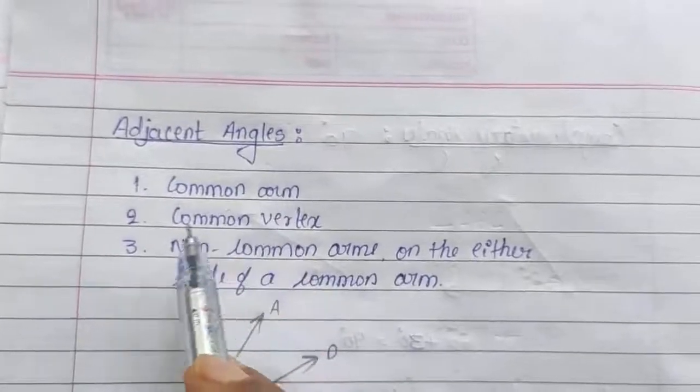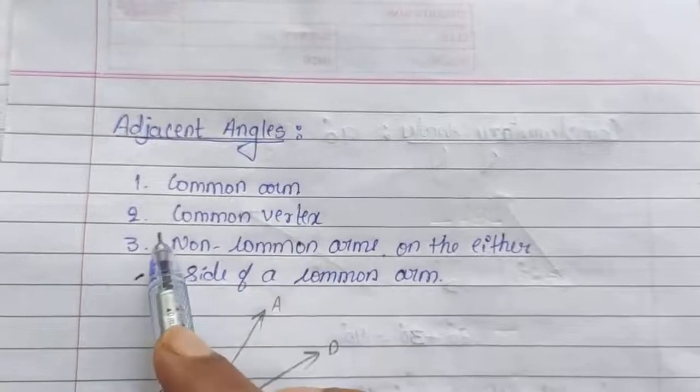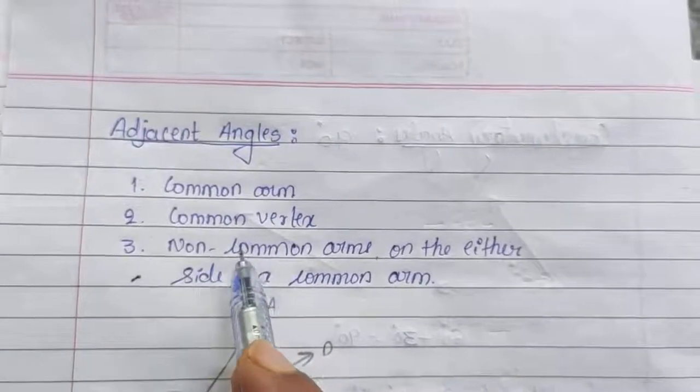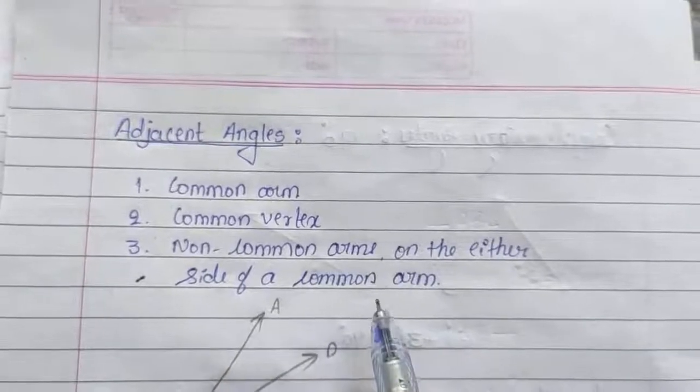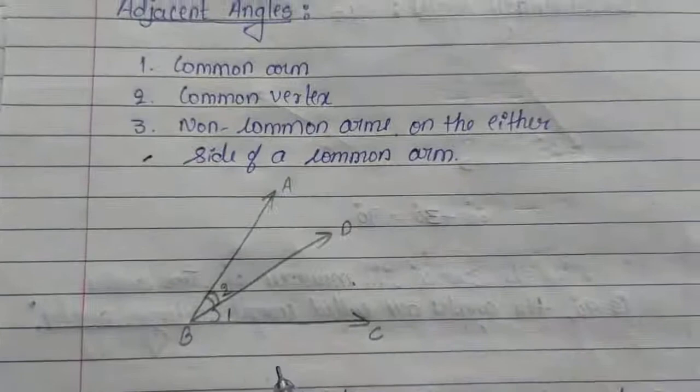Adjacent angles have three properties. First one is common arm, second one is common vertex, and the third one is non-common arms on either side of a common arm. I will explain this with the help of an example.